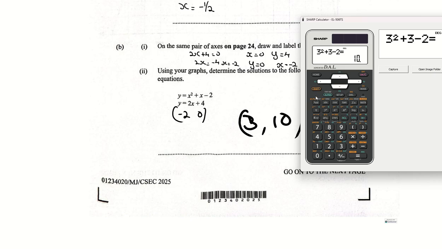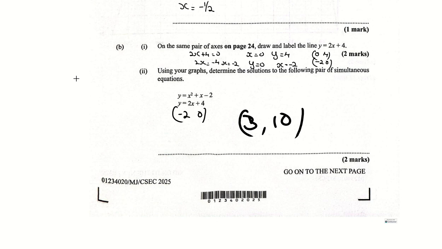Let's see if it works for the second one. I have 2 by negative 2 plus 4, I am going to get 0, and then 2 multiplied by 3 plus 4 is equal to 10, right? And that is how you would know that this is correct. So the solutions for the pair of simultaneous equations is x is negative 2, y is 0, and x is 3, y is 10, right? And that would be the answer.